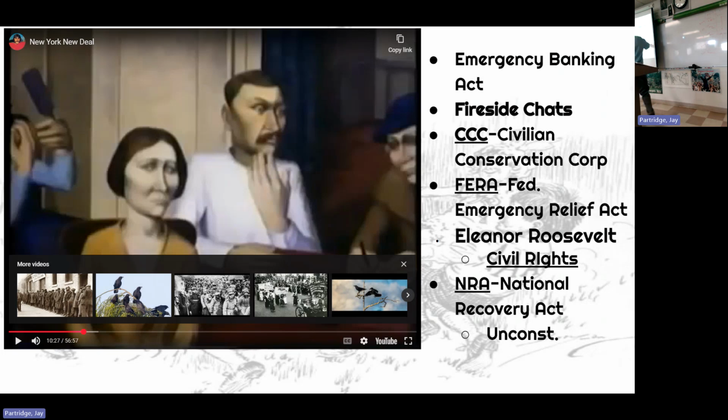Other ones, for example, FERA, this was a little bit of direct aid for people, direct money for organizations because there was starvation. Eleanor Roosevelt would be a behind-the-scenes influence, a brilliant person, but at a time when men ran things. And she would also be a tireless fighter for equal rights.